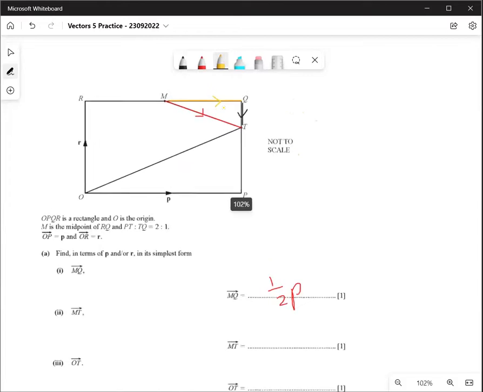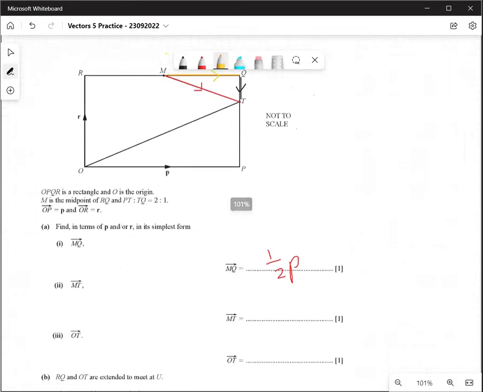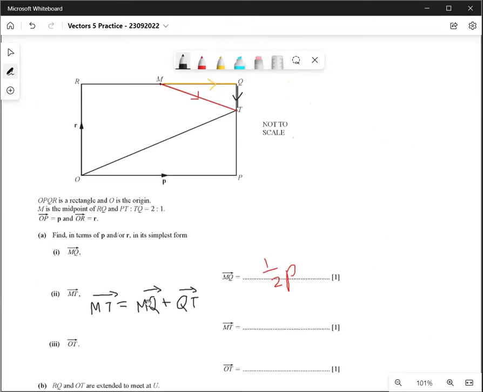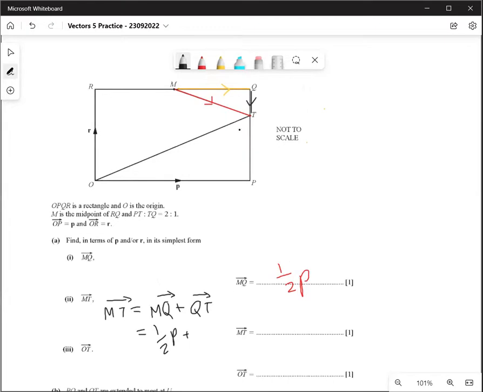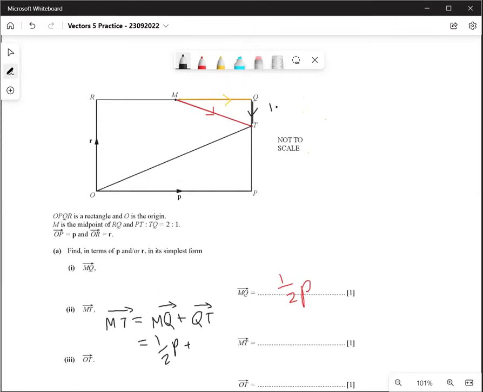So now what we have to find is MQ. So I can write MT must be equal to MQ plus QT. Yes. Now what was MQ? Half P. And we saw previously that QT was 1/3. What is the ratio? The ratio that they divided PQ and PT was 2:1. Won't it be minus 1/3?